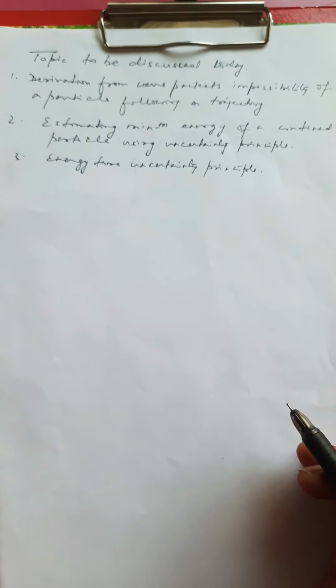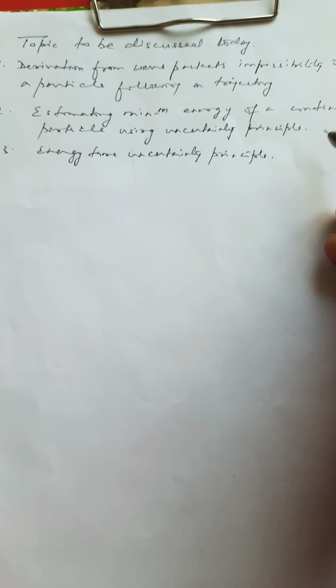In continuation to the previous lecture, which was delivered on the topic uncertainty principle, we'll continue with that. Today the topics to be discussed will be: number one, the derivation from wave packet of the impossibility of a particle following a trajectory; number two, estimating minimum energy of a confined particle using the uncertainty principle; and number three, the energy-time uncertainty principle. So these are the three topics which we'll discuss today.